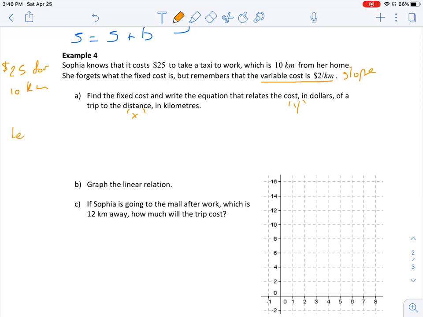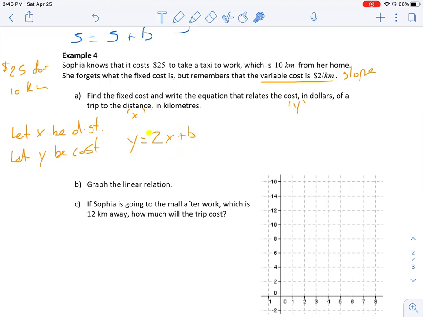So I'm just going to simply say let x be distance, let y be cost. So if I was to write this as an equation, it would be y equals, well, no, my rate is 2x plus b. Okay, that's not really a full equation though. We're still missing the x, we're still missing a y, and we're certainly missing the b, or the y-intercept.